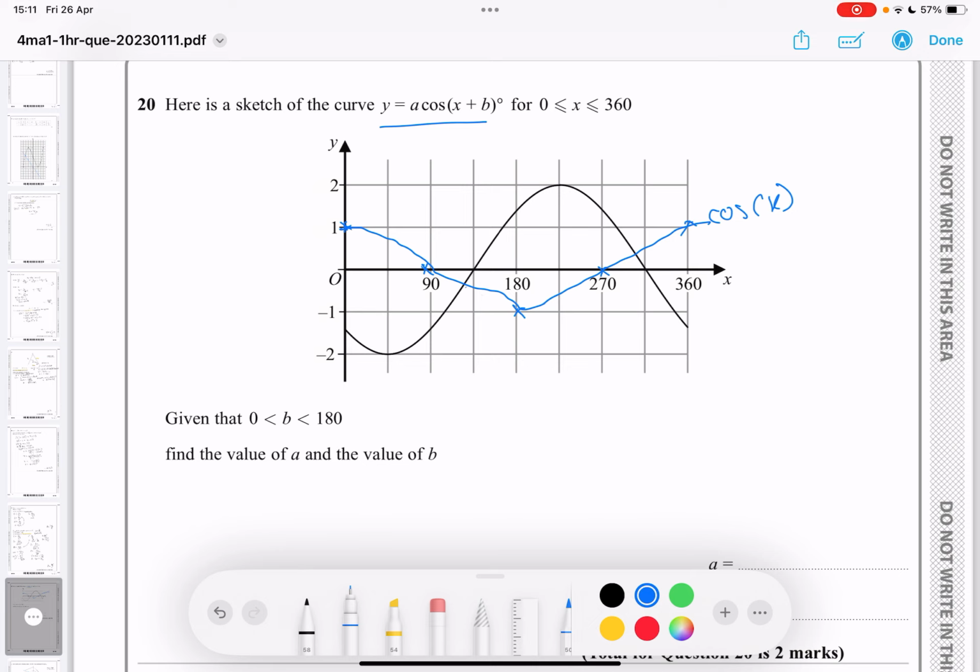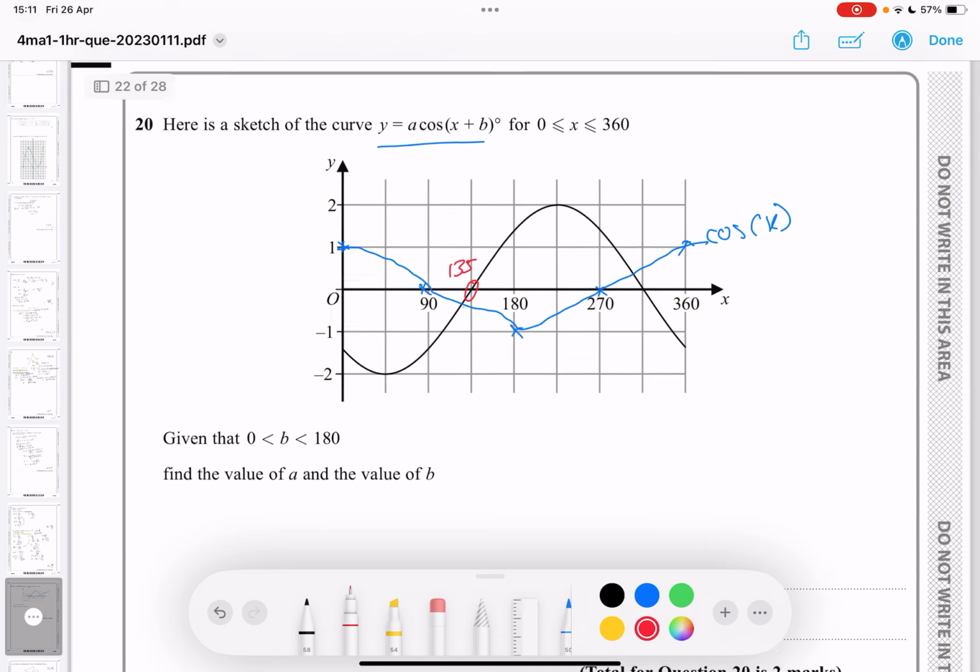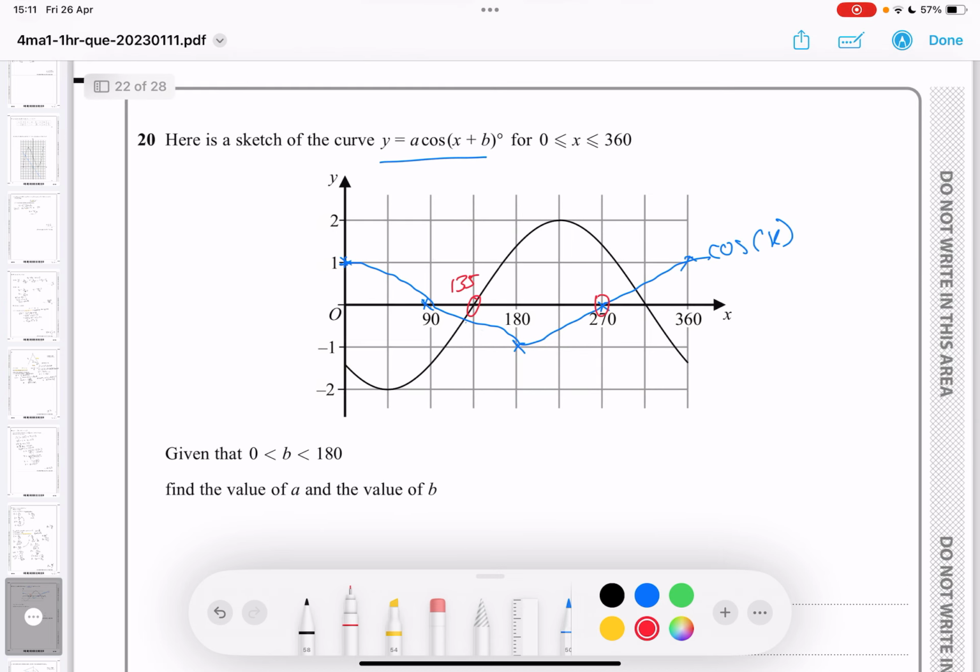So we need to find what a and b are. Let's first see where the curve intersects the x-axis. Here, at 135, okay? And the normal cos x graph intersects the x-axis at 270 degrees.